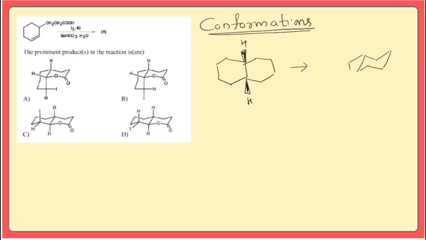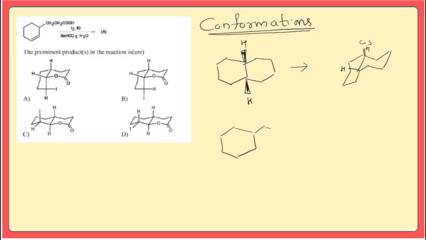The cis structures are quite stable, so that's why they can exhibit this kind of structure. So this is a cis molecule. Why so? Because look at this, hydrogen is above the plane. Here also hydrogen is above the plane.